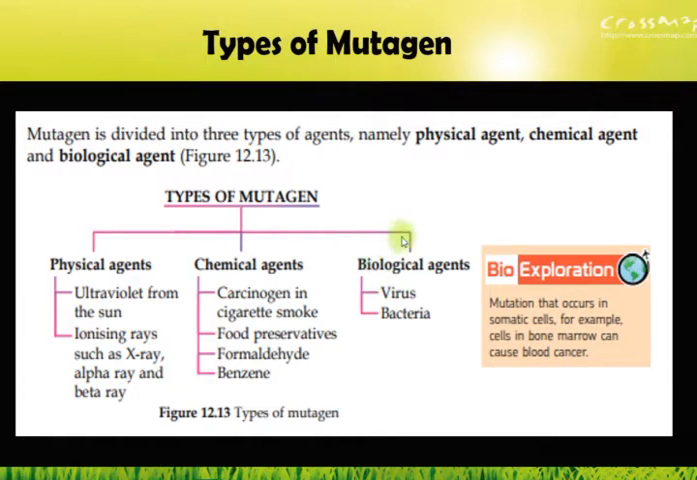And then we go to the biological agent. Biological agents that cause mutations are viruses or bacteria. Alright, so these are the three types of mutagen. They are physical agent, chemical agent and also biological agent.